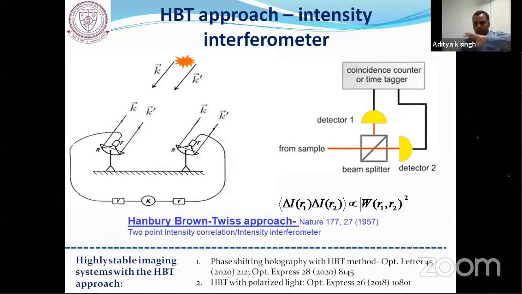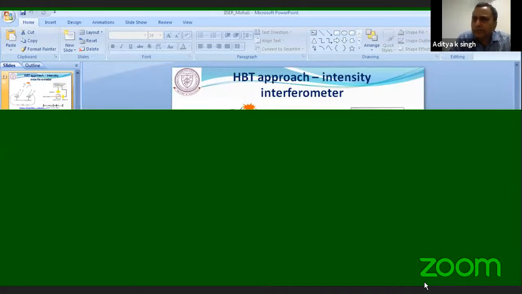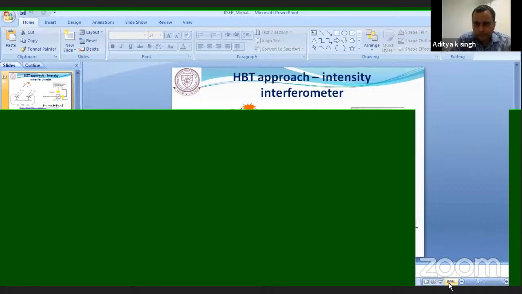So what happens if your object is moving and your camera is fast enough to take one shot, the next shot, and a few shots? Then you can trace how your object is moving using this Hanbury-Brown-Twiss approach. But single pixel we have not attempted so far. Okay, sir. Thank you.